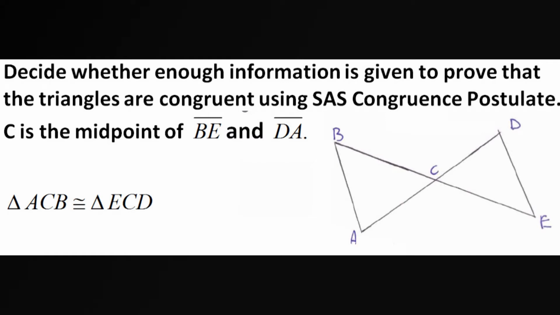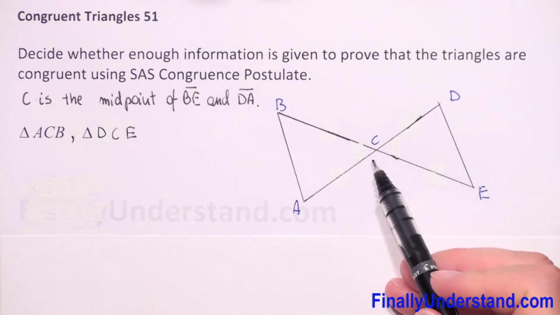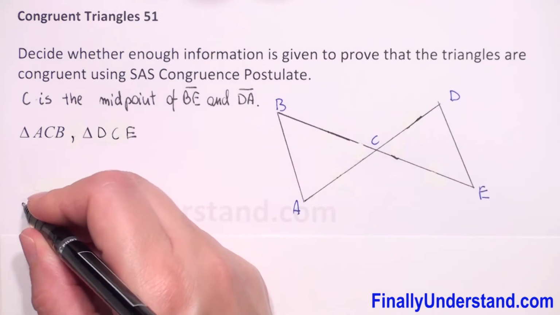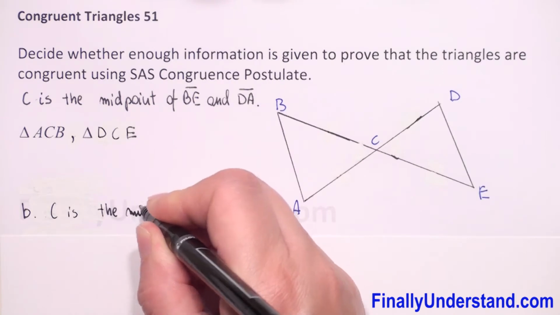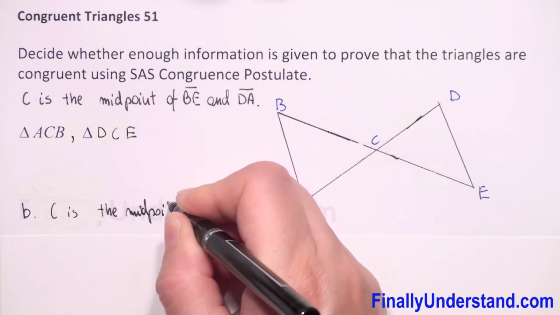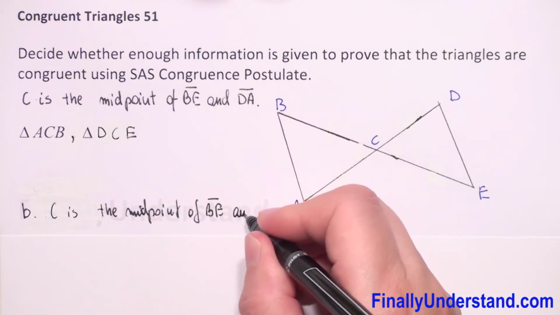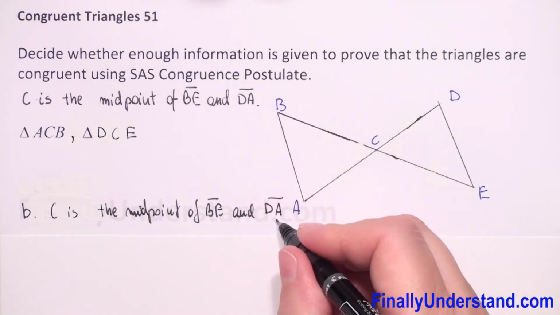We have to check if triangle ACB is congruent to DCE. What we have given here? We have given that C is the midpoint of BE and DA. So let me write this, because C is the midpoint of BE segment and DA segment. This is given.